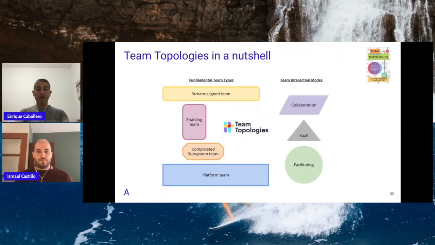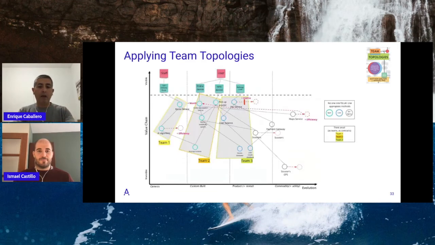Very quickly, for those of you that don't know about this book, it states that there are 4 types of teams and 3 interaction modes between them. The 4 fundamental team types are stream-aligned, enabling, complicated subsystem, and platform teams. The team interaction modes are collaboration, X-as-a-service, and facilitating. And a key learning from Team Topologies is that enabling autonomy on stream-aligned teams must be the goal of the 3 other topologies. All right.